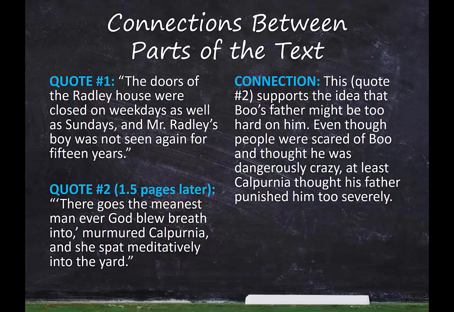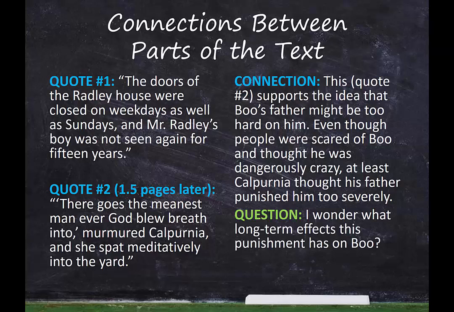I have a question. I wonder what long-term effects this punishment has on Boo. Is he being nice and obedient, staying home like Dad wants? I'm thinking about that scissors stabbing incident and not really buying that theory. How is he coping with this? We'll want to watch for more evidence as we read the novel.